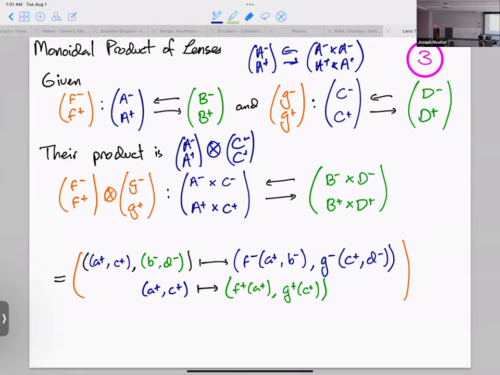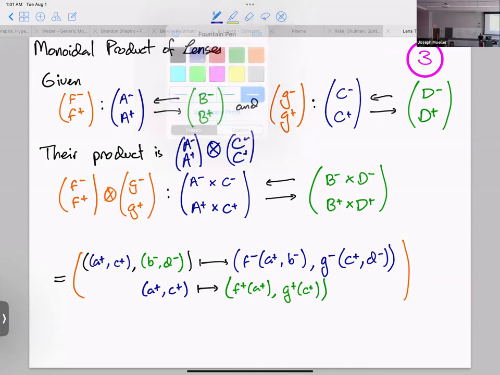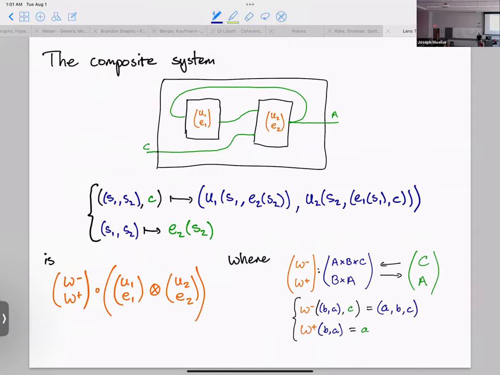But there are, in fact, interesting things. A co-monoid in this category can be quite interesting, but I'm not going to cover those. Anyway, so it's not a Cartesian product. It really is a monoidal product. So let's see what we can do with these. The main point is that now we can describe how to compose systems using lens composition.